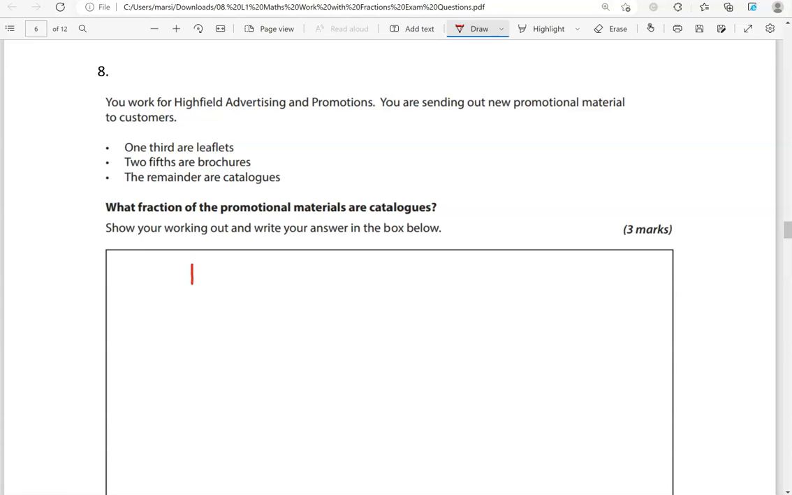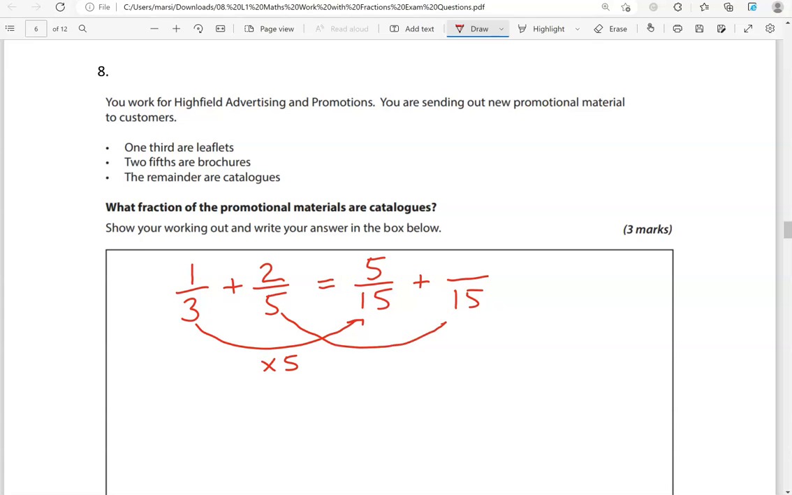So we have 1/3 being leaflets and 2/5 being brochures. So adding these two together, the common denominator for 3 and 5 is 15. To get from 3 to 15, we've multiplied by 5, so we'll do the same to the top number. 1 times 5 is 5. To get from 5 to 15, we've multiplied by 3, so we'll do the same to the top number. 2 times 3 gives us 6. 5 and 6, that's 11. So 11 15ths.